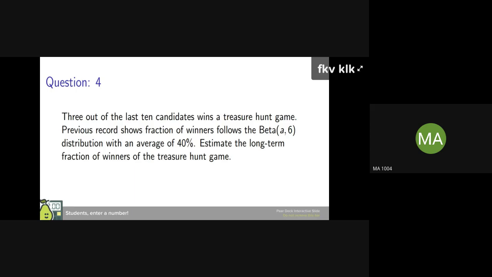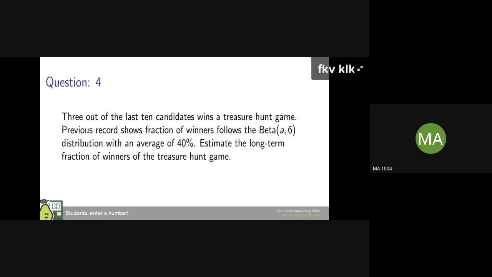All right. So what is given to you? p follows beta a comma 6 with an average of 40%. So the expectation is already given to you, and the distribution is already given to you. Once you know the expectation and the distribution, you can find the parameter a. A comes to 4, I think. A comes to 4, I will have to check. So you know the prior distribution of this p.